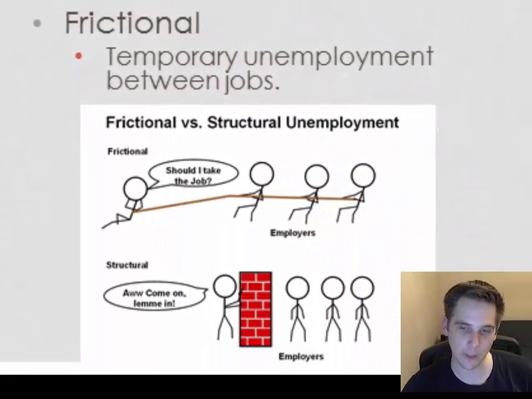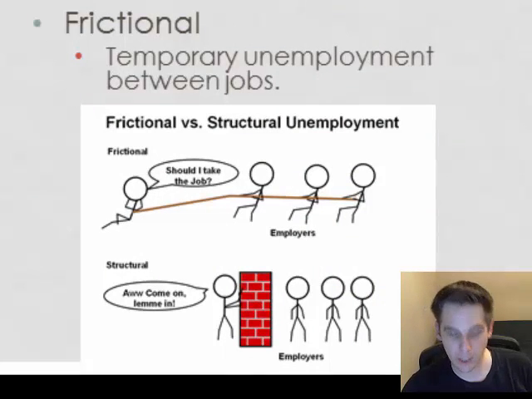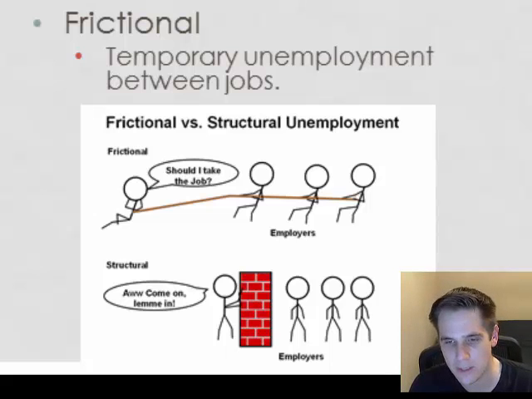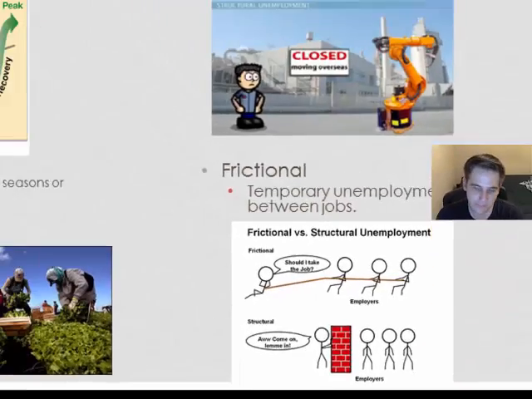And then there's frictional. Frictional is a temporary unemployment between jobs. It could be layoffs, but it's that temporary period between when you are laid off or you choose to quit or you're looking for a new job, and that time in between. That kind of is frictional unemployment, and it's usually voluntary. Layoffs aren't voluntary. There's exceptions to that, but it's usually somewhat voluntary as opposed to the other 3 kinds.